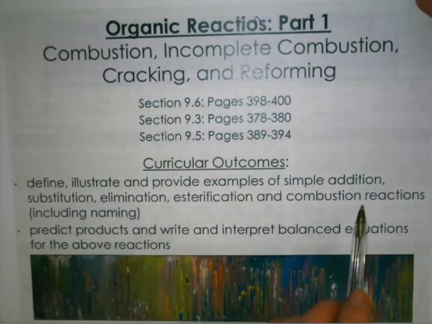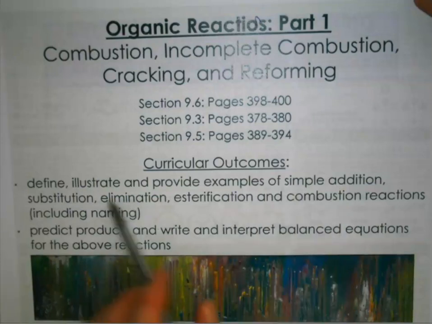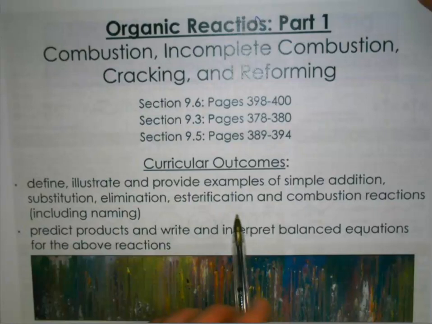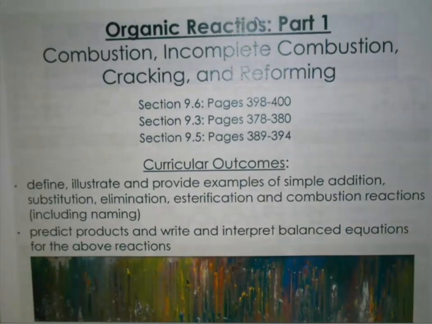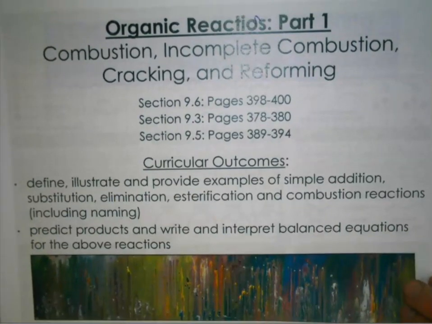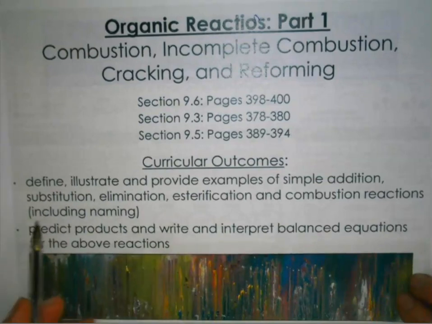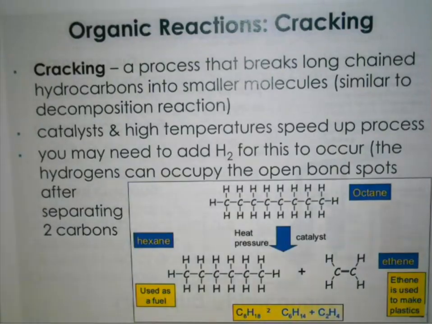Now, the only ones that you need to do that for out of what we're going to look at today are combustion reactions, so that would be looking at the examples. The addition, substitution, elimination, and esterification we're going to look at a little bit later on. The main thing with combustion, cracking, and reforming that you need to know is the general applications that they're used for, which is basically all for the petrochemical industry. Then you also need to be able to predict products and write and interpret balanced equations for those types of reactions. Out of the ones we look at today, you're only going to have to write balanced equations for combustion. For the other ones, you just need to know the general idea of what happens in them.